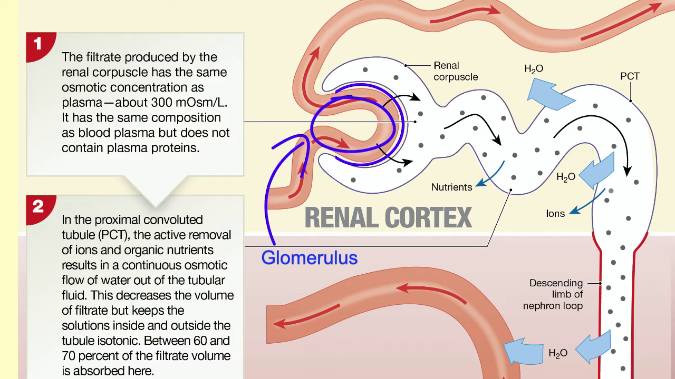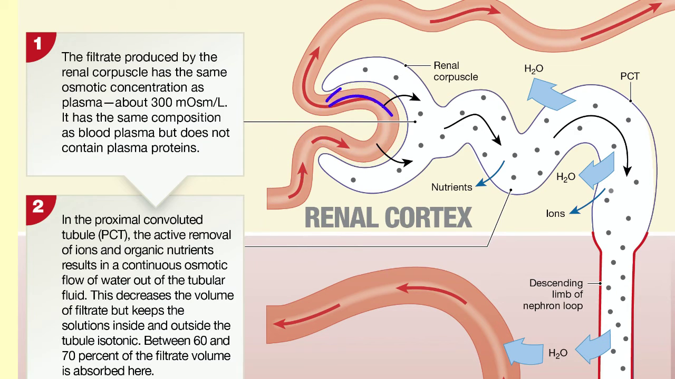Most plasma proteins as well as blood cells are too large to pass through the filtration membrane and exit the nephron at an efferent arteriole with the remaining plasma. The filtrate then moves into the renal corpuscle and into the renal tubule.